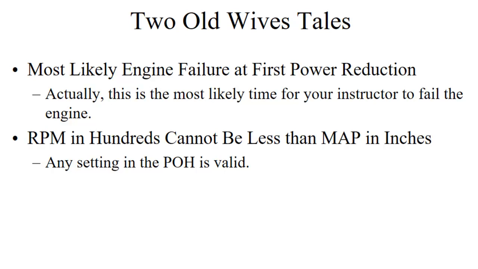And then the other wives' tale is that the RPMs in hundreds cannot be less than the manifold pressure in inches, and that's completely bogus. You open up the POH and there's all sorts of power settings where the RPMs in hundreds is less than the manifold pressure, and that's fine. But it comes from a well-intended place, and that is that people want to avoid detonation. And if you have low RPM and high manifold pressure, you are more likely to get detonation. But this rule is bogus because RPM is a speed and manifold pressure is a pressure, so they don't have anything to do with each other.